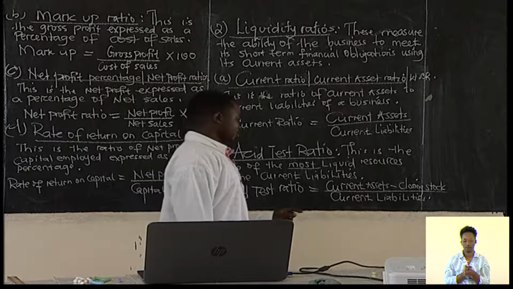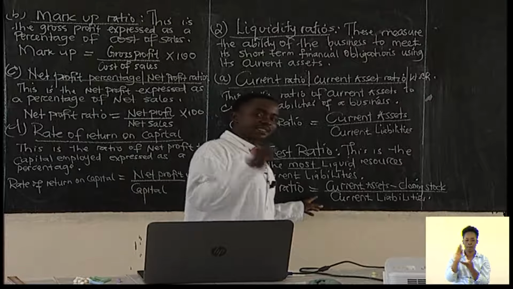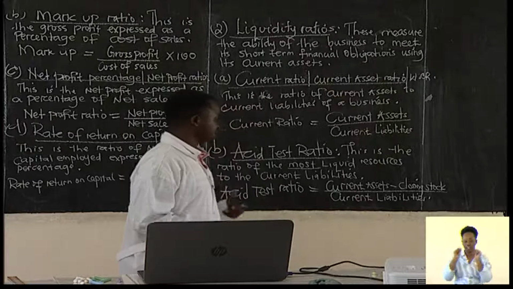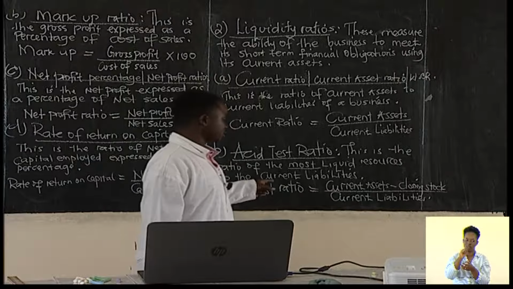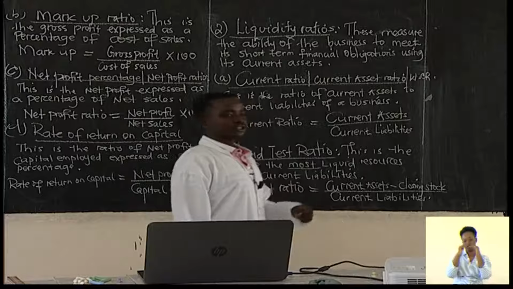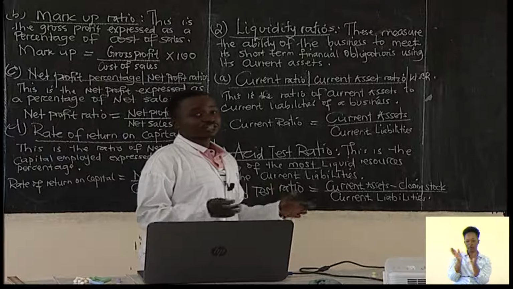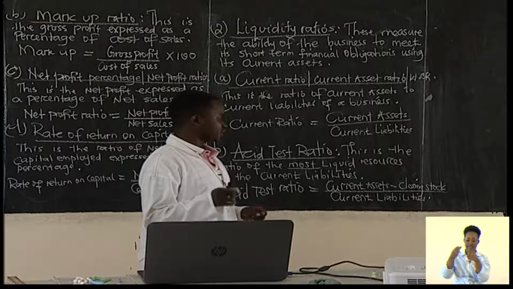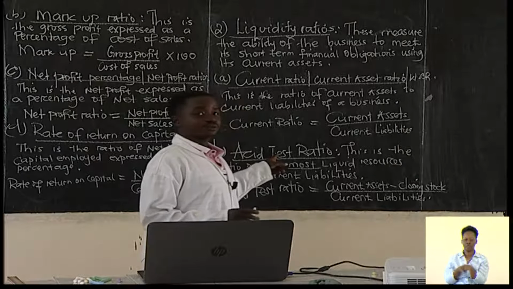So when you get current assets and you subtract closing stock, you will get what you call the most liquid resources of the business, or quick assets. Quick assets are those whose liquidity level is very high, they can easily be turned into cash. So we exclude closing stock, the stock available at the end of the trading financial year or trading period, when we are using this ratio.